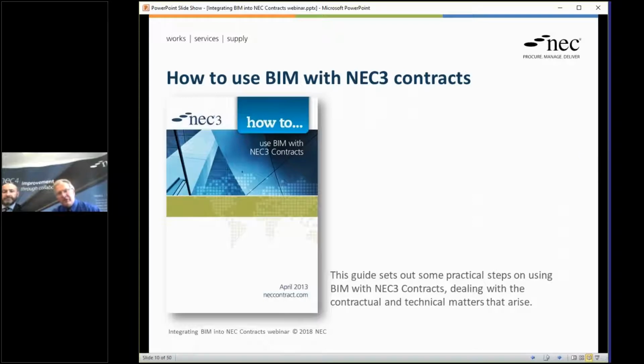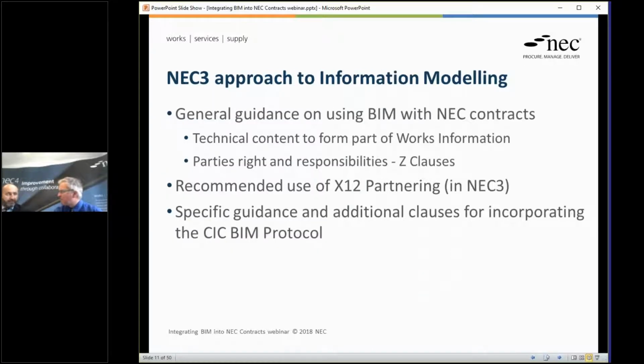Okay, so at that time, NEC produced a very short guidance note on how to stick together BIM with this protocol in CIC contracts. That's a document which has been available since 2013. Yeah, I think with that, though, in fairness, it was slightly broader than just how to incorporate the CIC protocol. Okay, it was a bit wider. Yeah, there was some general guidance on how to use BIM with NEC contracts, explaining how the technical contents will form part of the works information, looking at parties' rights, responsibilities, maybe producing Z clauses. So it was designed to be protocol neutral, but then there was some specific guidance and clauses relating to the CIC BIM protocol. Okay, which is coming on the next slide, I think.